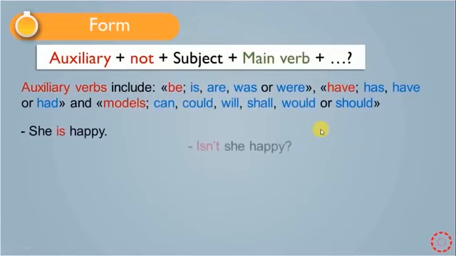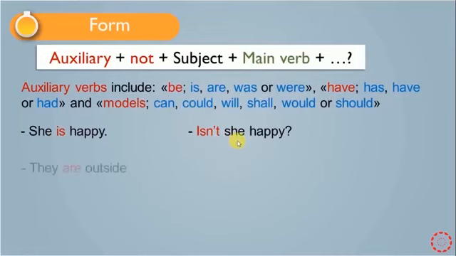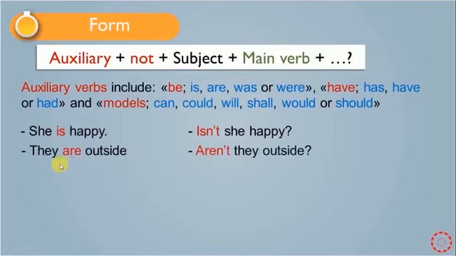Look at these examples. She's happy. Here we have auxiliary verb, which is verb to be. We can form the negative questions like that. Isn't she happy? The second example, they are outside. We have auxiliary verb here, are, and the negative question will be, aren't they outside?